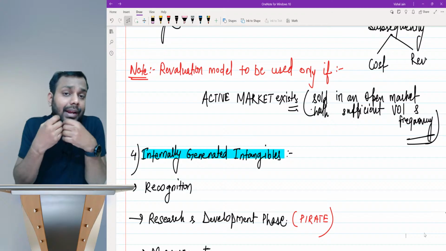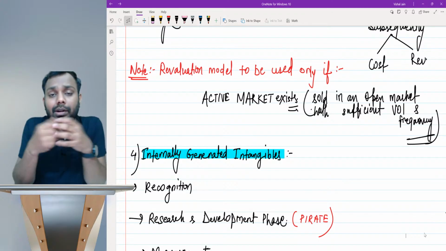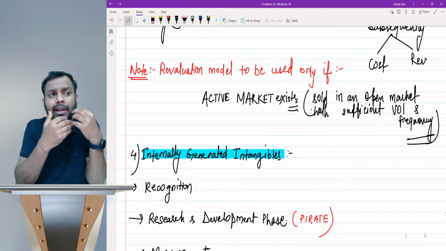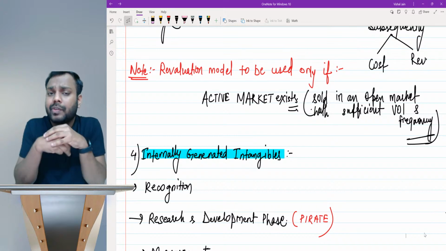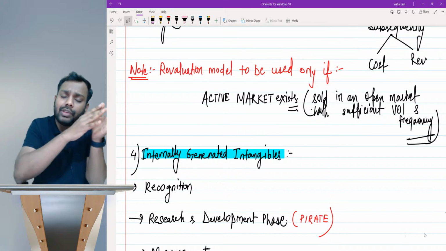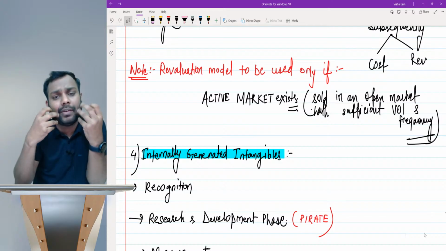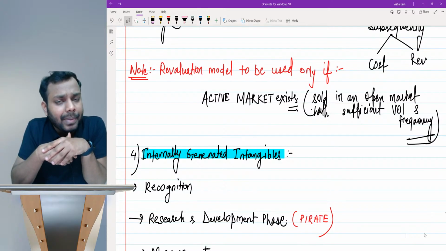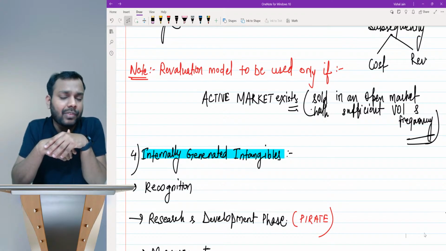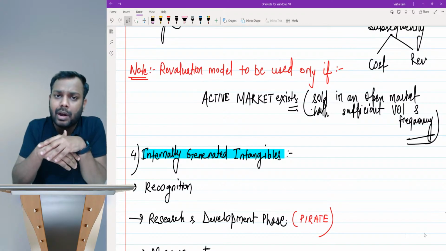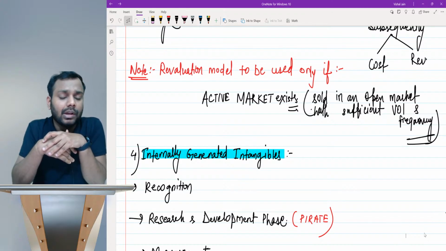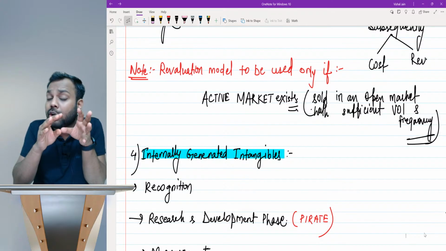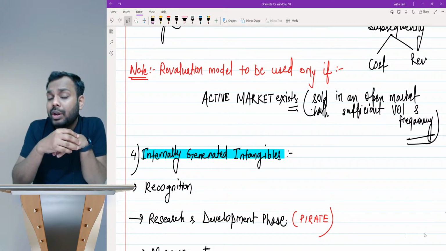Right? And the entity doesn't pay anything for that. Let's suppose I am teaching for the last 5 years, and if I continue to teach for the next 10 years, goodwill will be developed. Have I paid any price for that? No, I have not paid any price for that. Definitely I have put in some efforts, but I have not paid any price. So the goodwill will automatically get developed.